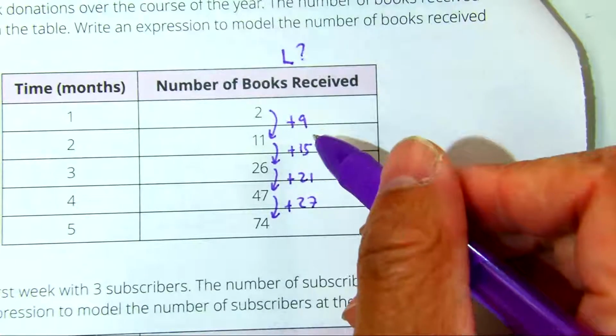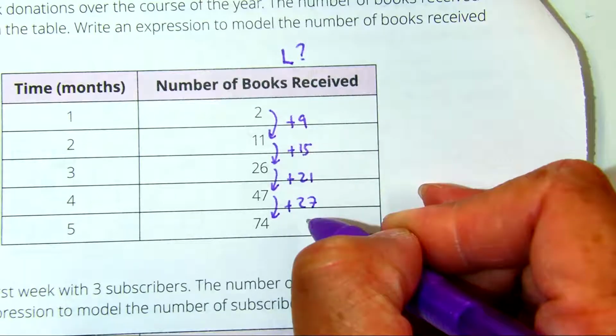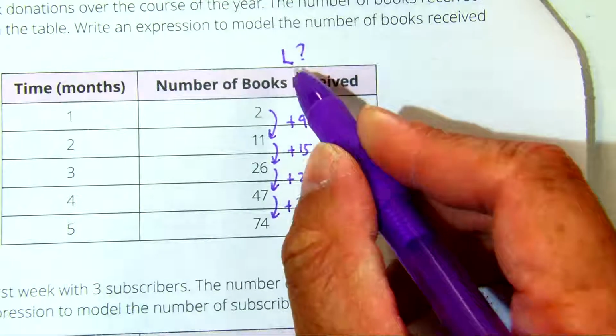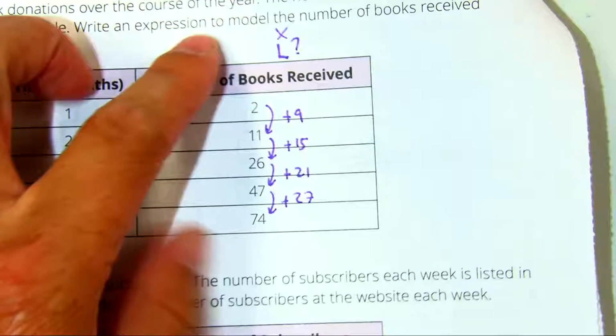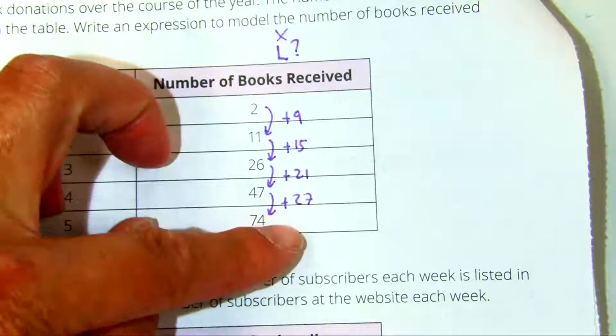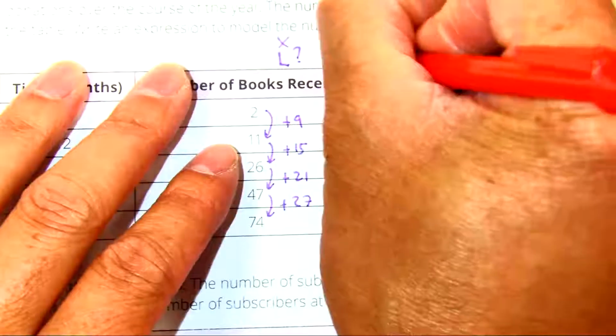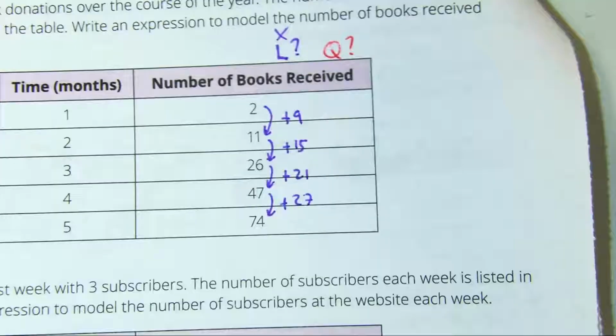Common means the same. Class, did we have the same number here? No, so it's not linear. It's not linear because the difference is not the same or common. Let's try for a second common difference and figure out if it's quadratic.